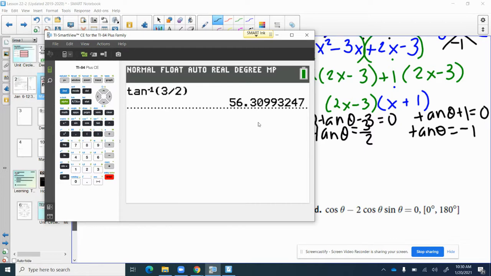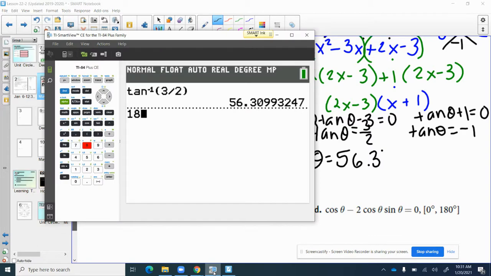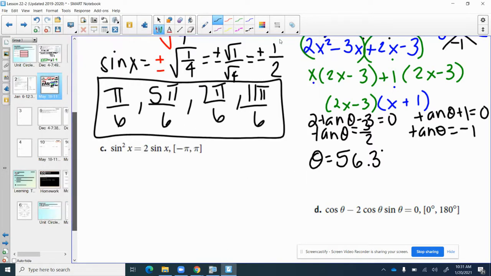And we get the value of 56.3 as our theta value. And we know that from 0 to 360, tangent is positive 3/2 in not only quadrant 1, but also quadrant 3. So we would take 180 plus 56.3 to get the other quadrant 3 value, which is going to be 236.3.